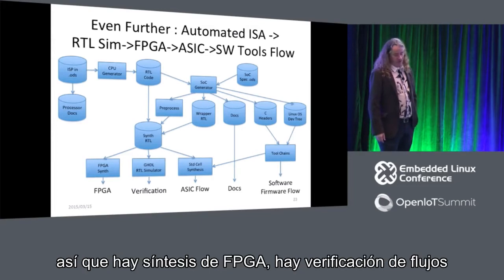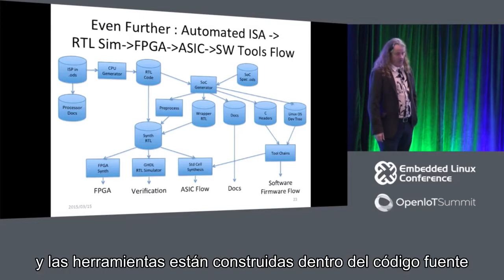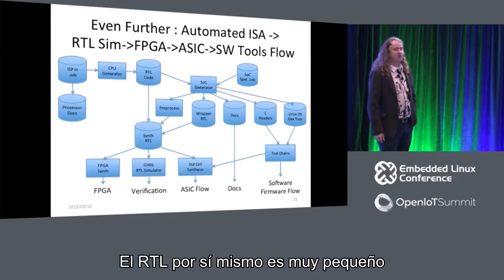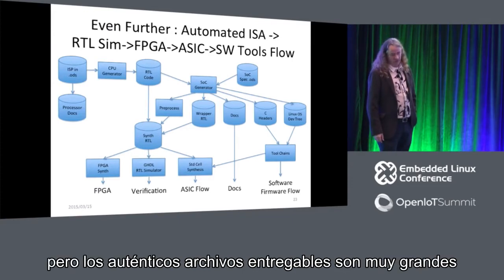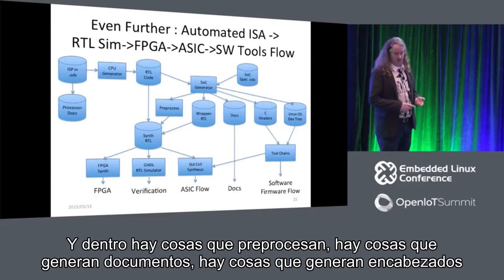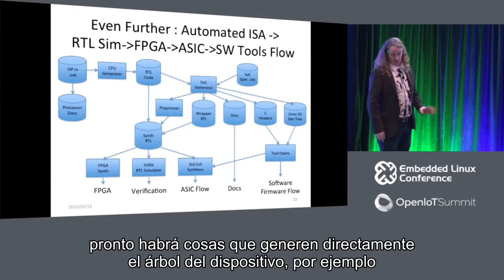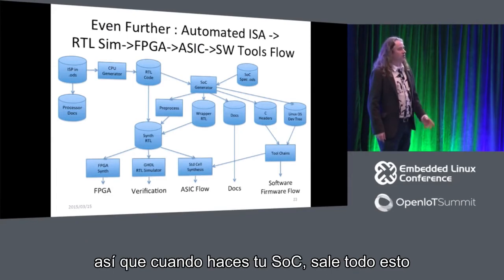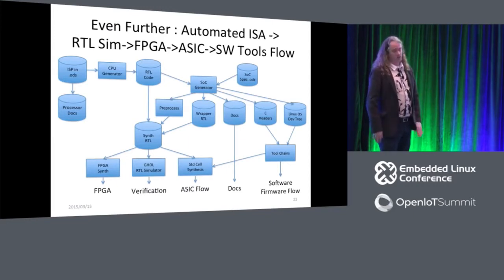So there's FPGA synthesis, there's verification flows, there's ASIC flows, and the tools are all built into the source. So the RTL itself is very small, but the actual deliverable files are pretty large. And in there are things that pre-process, things that generate docs, things that generate headers. There will soon be things that generate device tree directly, for instance. So that when you make your SoC, all of this comes out, and it's all automatic.